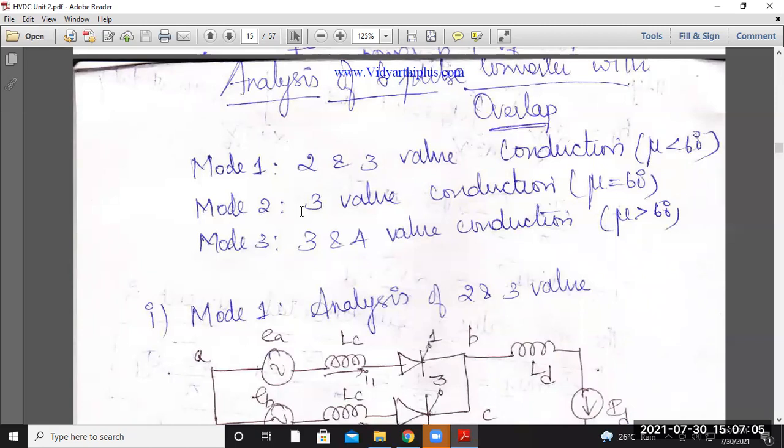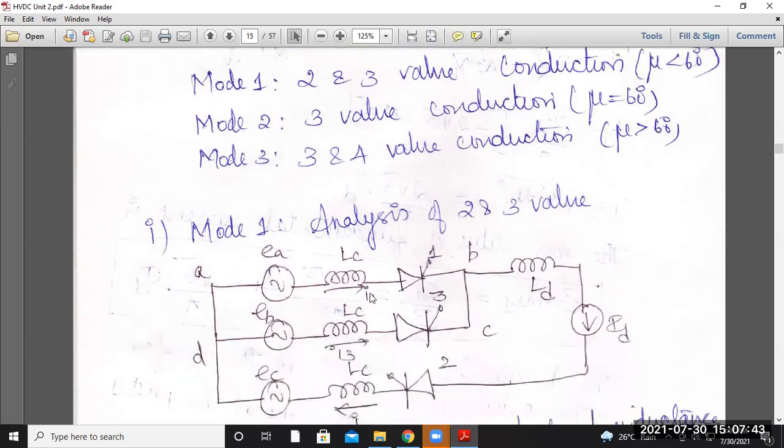First mode, when valves 2 and 3 will be conducting, that is for a conduction angle less than 60 degree. Then the second mode, in that case only valve 3 will be conducting, that is when mu equals 60 degree. And mode 3 will be when valves 3 and 4 are conducting. In that case, mu will be greater than 60 degree. So these are the 3 modes that we have to study.